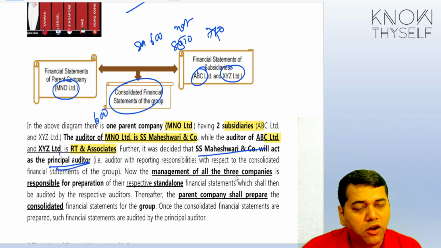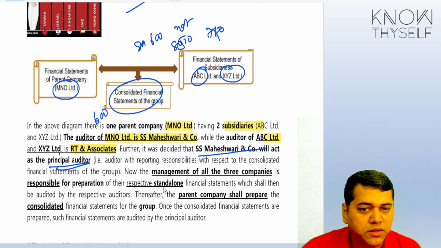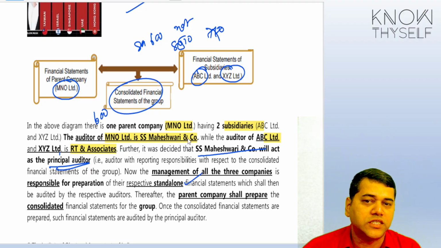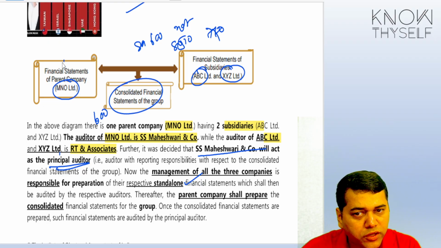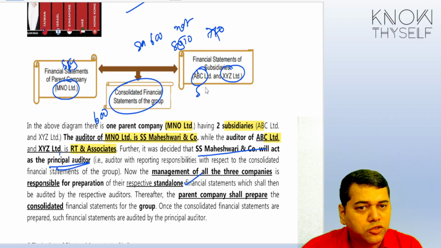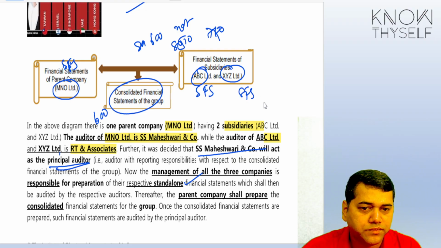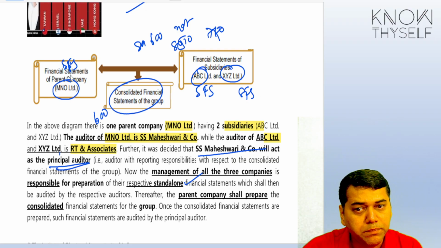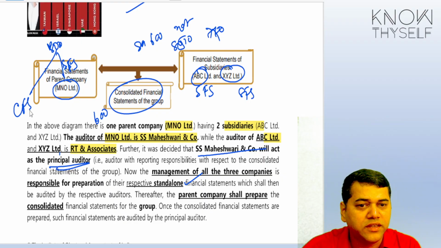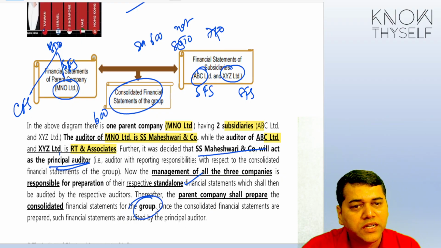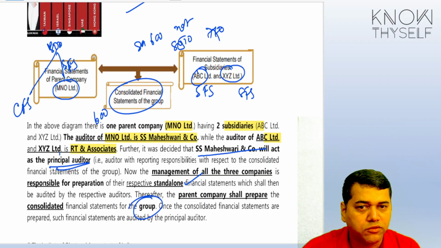Now the management of all the three companies are responsible for preparation of standalone financials. MNO's management board is responsible for MNO SFS. So there will be three SFS. Now the parent company, that means the board of directors, already has one more responsibility to prepare CFS, where they will consolidate all the groups based on certain accounting principles.